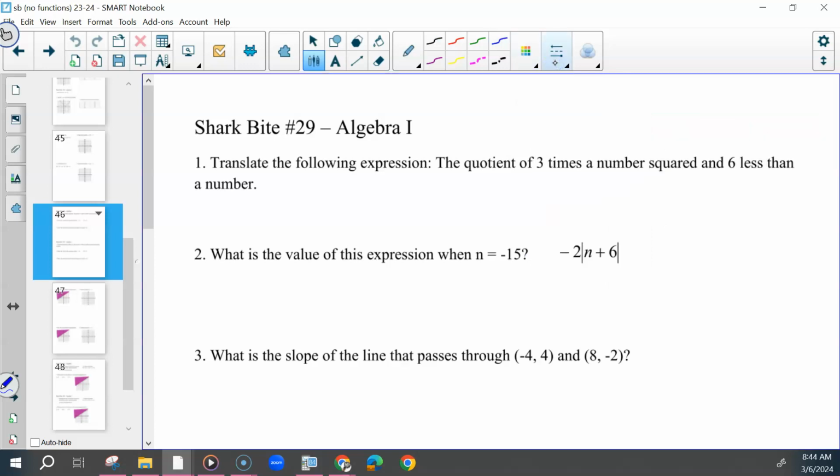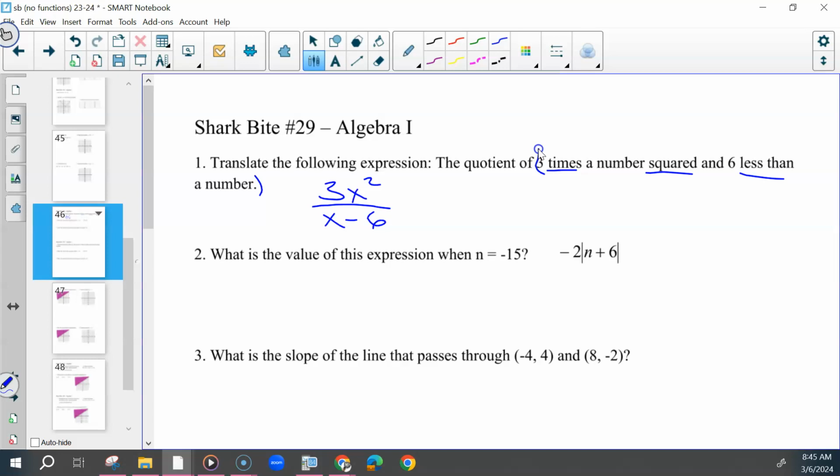So translate the following expression: the quotient of 3 times a number squared and 6 less than a number. All of this is going to be in the quotient of. Then we have 3 times a number squared and 6 less than, and it's going to be that same number. So we're dividing 3 times a number squared, I'm going to call that x, and 6 less than a number. So 3x squared over x minus 6, or if you use a different variable, that was fine.